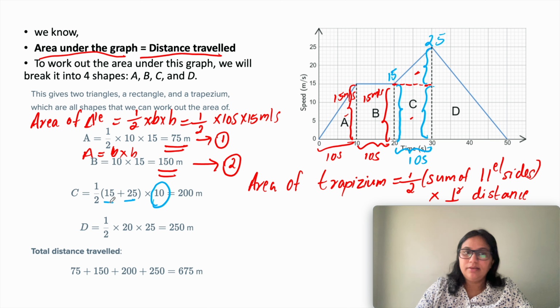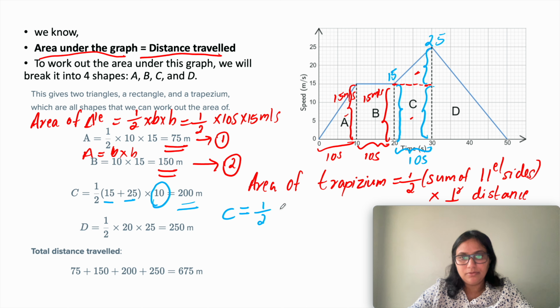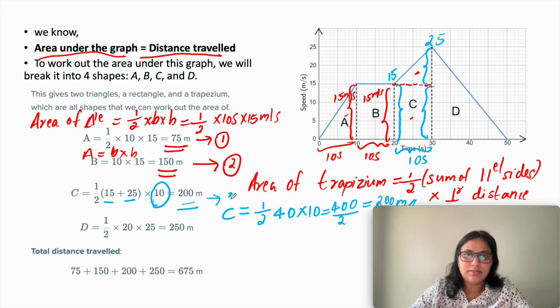Half into sum of parallel sides into perpendicular distance. 25 plus 15 gives you 40. 40 into 10 gives 400. 400 divided by 2 gives you what? 200 meter. So see what you get, half into 40 times 10, which gives 400 divided by 2, which gives 200 meter. So this is section C.